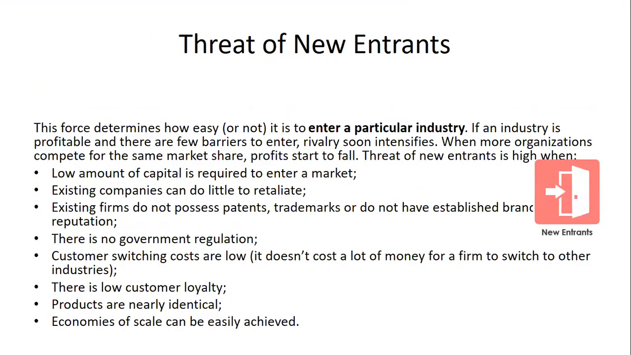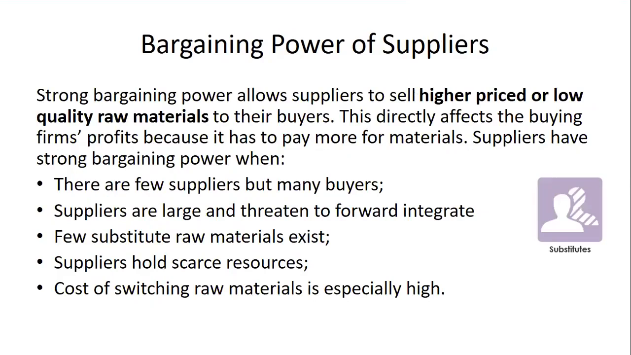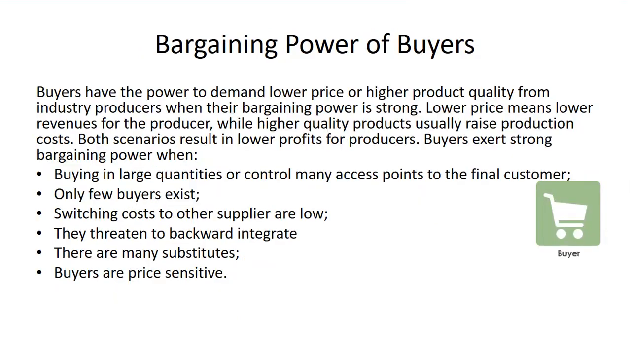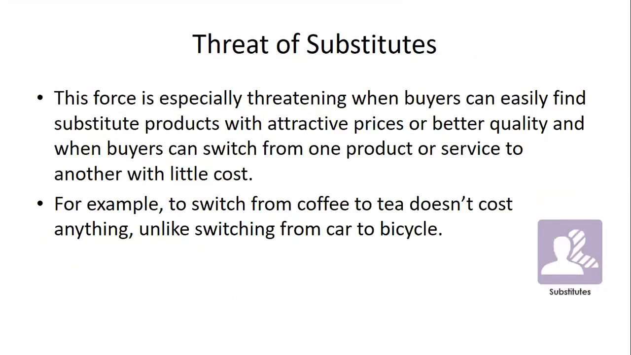Where can the threat be higher for a new entrant? Where can the bargaining power be? The suppliers have a strong bargaining power. When can it be seen that the buyers have a strong bargaining power? So these are the options which indicate that these situations are going to come.